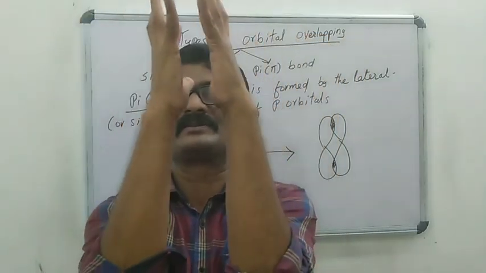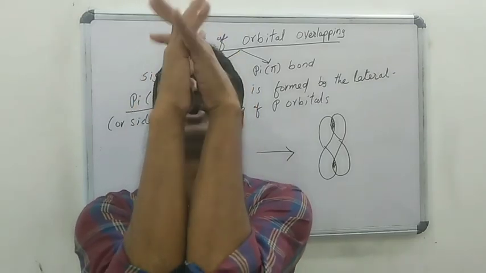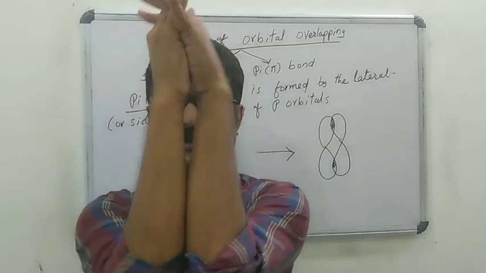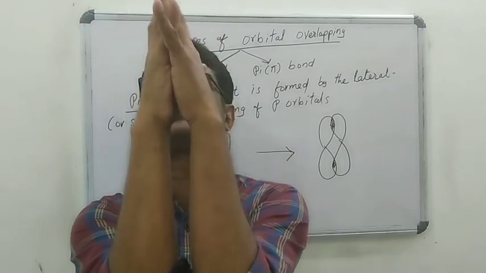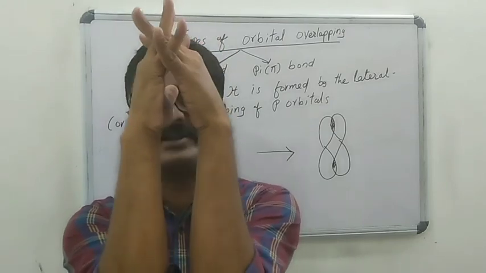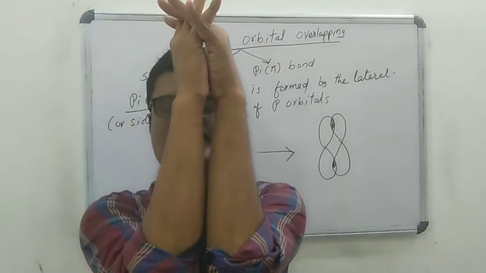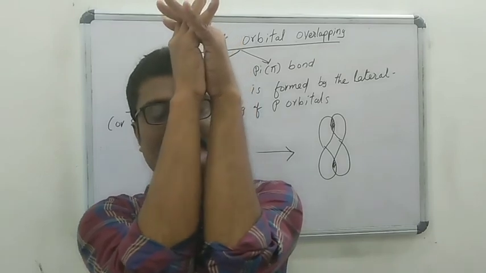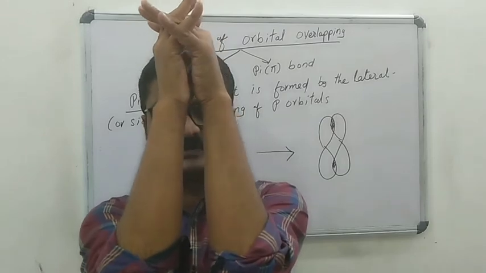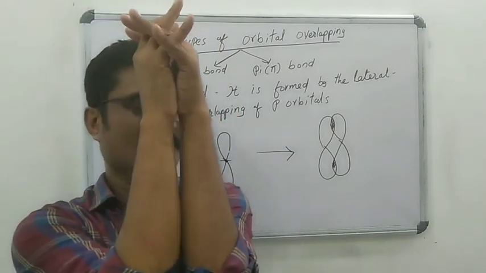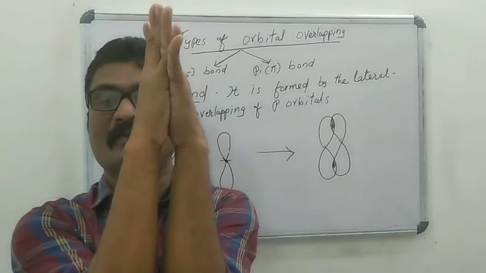Then these two lobes overlap each other, and the lobes lying above the internuclear axis overlap sideways, and the two lobes, the two electron clouds, that lie below the internuclear axis also overlap sidewise. Then here pi bond is formed.